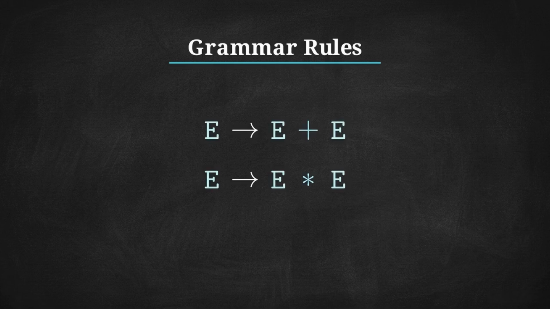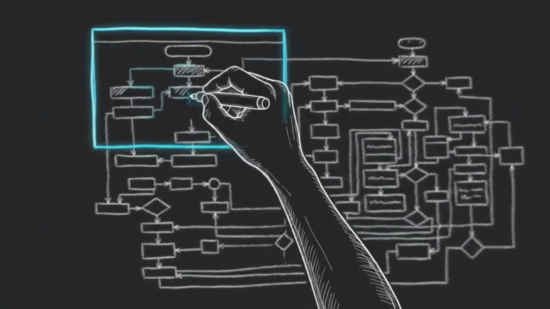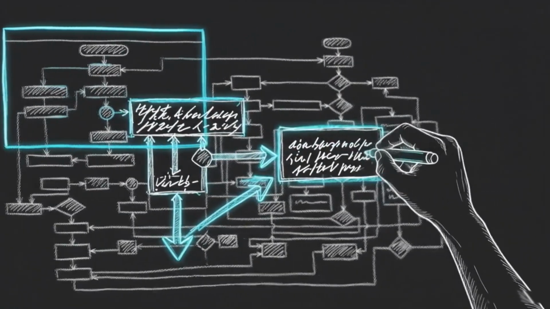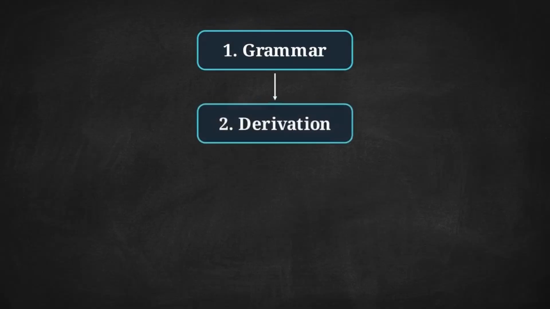This grammar places addition and multiplication on the same hierarchical level. To fix this, designers must introduce operator precedence. They have to encode the hierarchy of math directly into the grammar rules, rather than assuming the machine knows the order of operations. Looking back at our pipeline, we can see the point of failure.